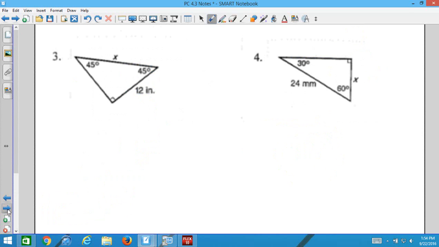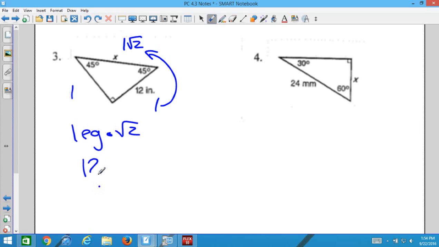Number 3, 45, 45, 90. So we're going to start with 1, 1, and this is really like 1, 1, square root 2. So we're taking the leg and multiplying it by square root 2. So 12 square root 2 inches.